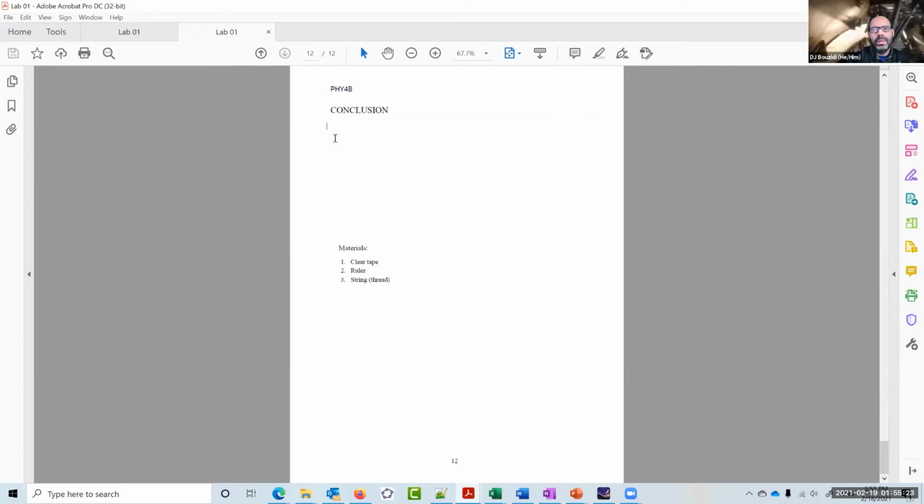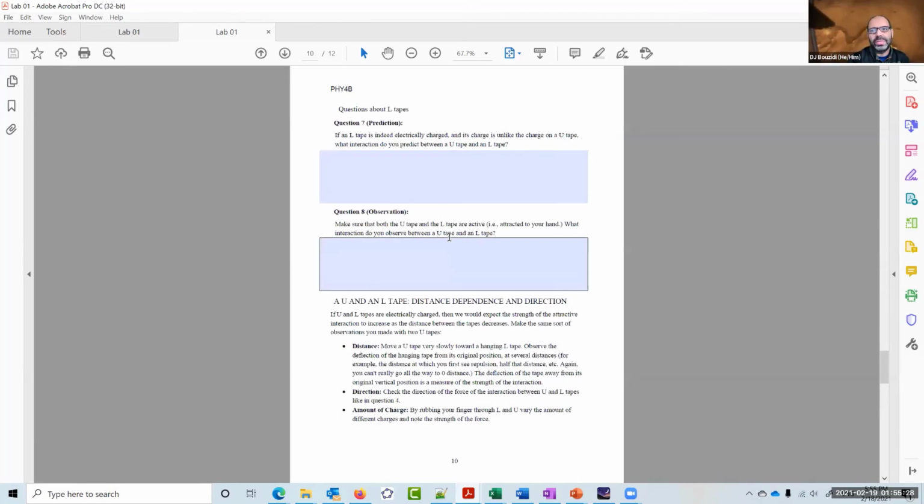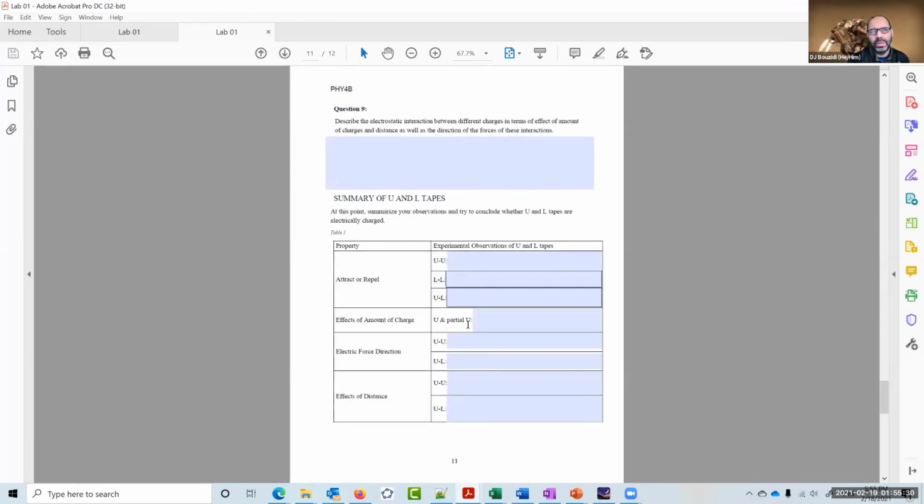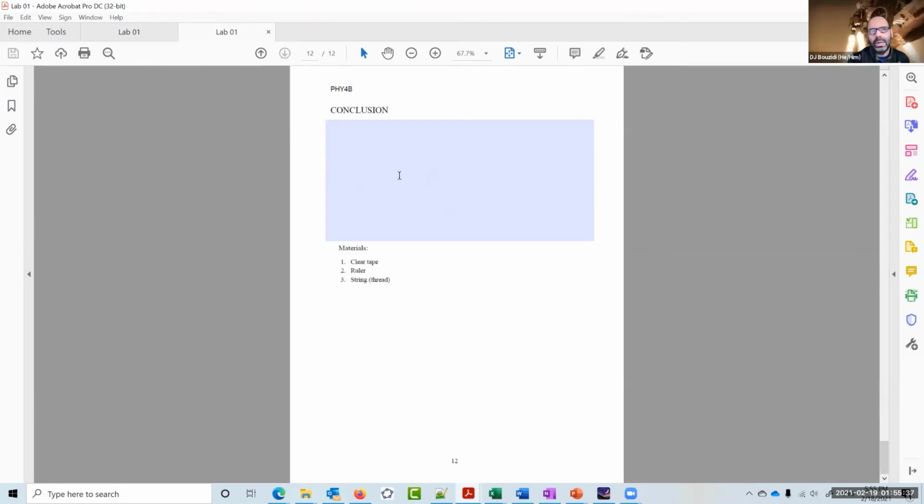So the conclusion. By now, you know what you did and what results you have. Try to refer to your data when you're making the conclusion, based on this table, basically what you saw. Look, for this lab, there are no measurements, and you will see my comments for the next few labs. The conclusion must connect to the objective. So you must refer to what you said you were going to be doing in the objective. Number two, it must include data.